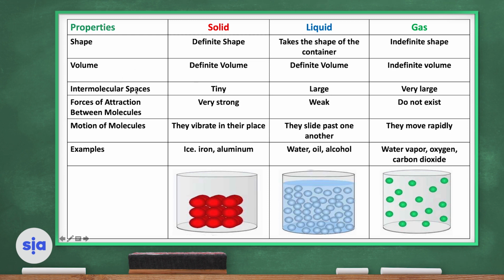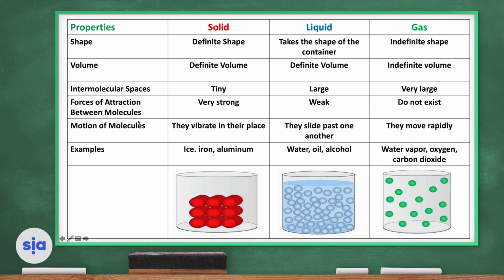What about the intermolecular spaces? Here, the molecules are tightly packed, so the spaces are tiny, very small. The spaces here are somewhat large, but the spaces here are very large. Molecules are far away from each other. What about the forces of attraction between the molecules? They are very strong in solid, weak in liquid, and negligible or they do not exist in gas.